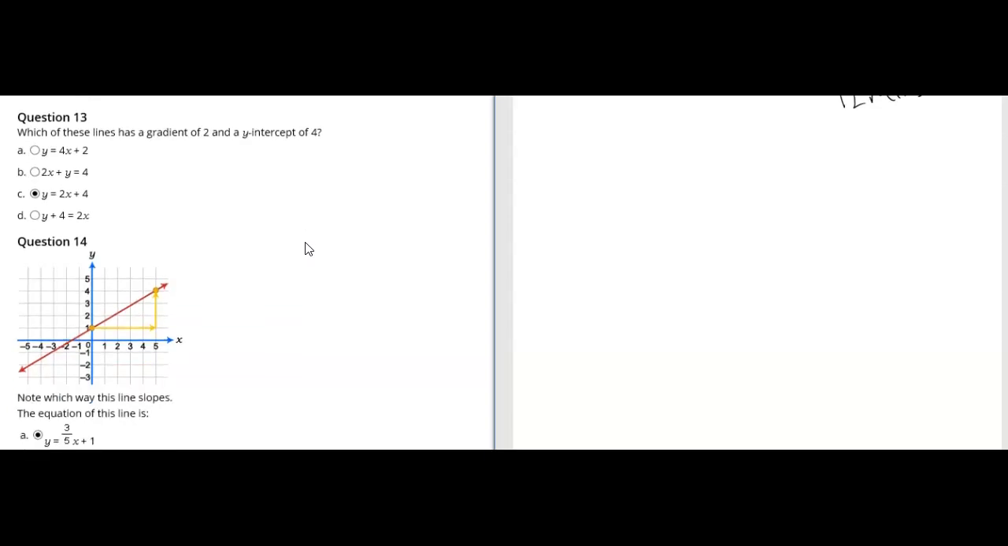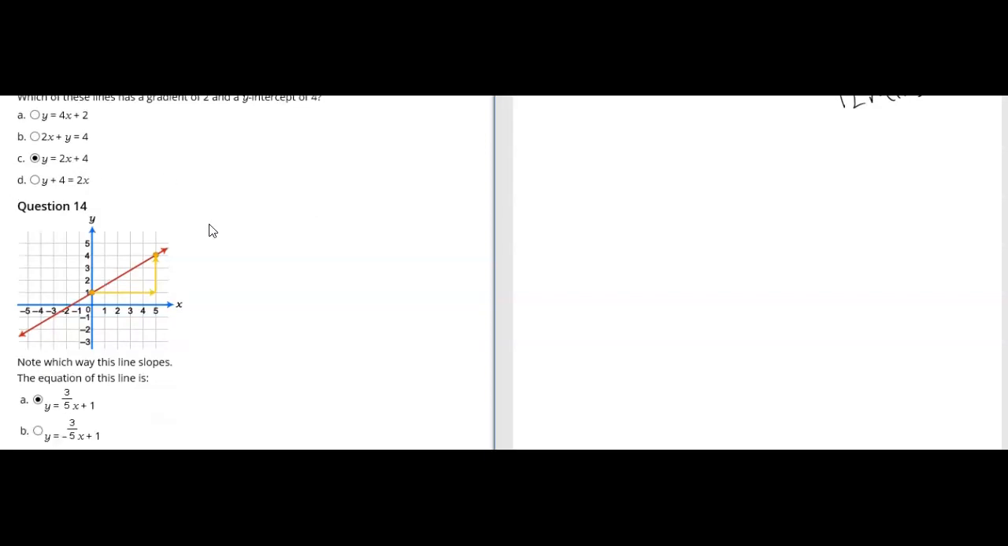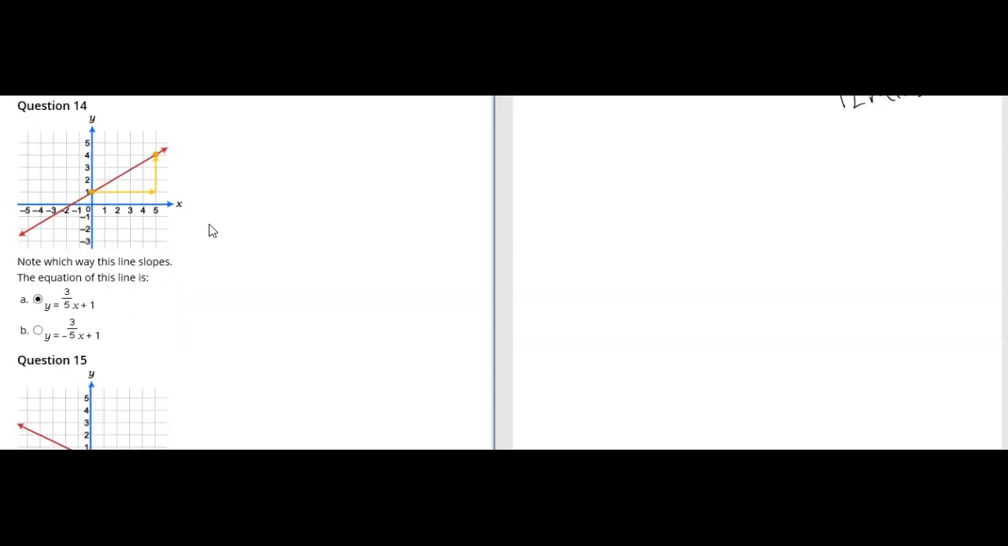Which of these lines has a gradient of 2 and a y-intercept of 4? So we've got gradient of 2 here, y-intercept of 4. So your answer is C. Question 14. Note which way the line slopes.